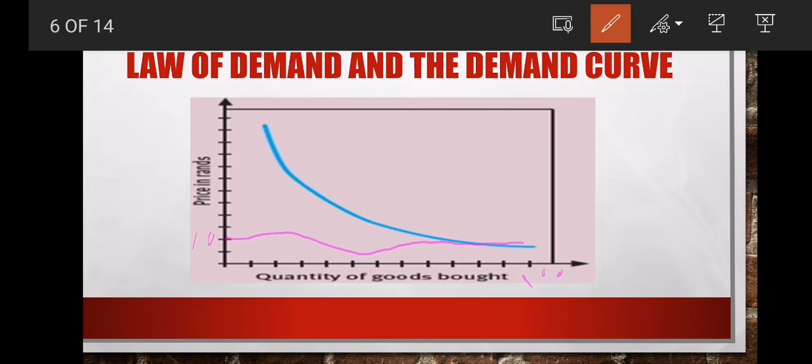We want to check the quantity demanded. If the price is low, what happens to the quantity demanded? It increases. So we can say the lower the price, the higher the quantity that will be demanded by the consumers. So we can use the graph to explain the law of demand. So let us summarize it. We are saying the price is high, the demand is low.